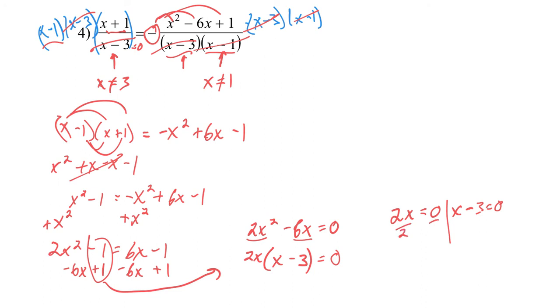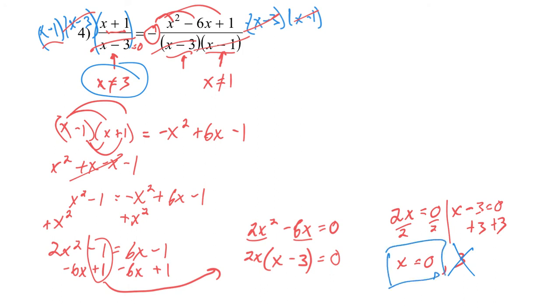And then I solve both of those separately. So I divide by 2. X is going to equal 0 divided by 2, which is 0. And then if I add the 3, I get a 3. So remember your excluded value. We kicked out 3 at the beginning. So 3 is extraneous. So our only solution is 0.